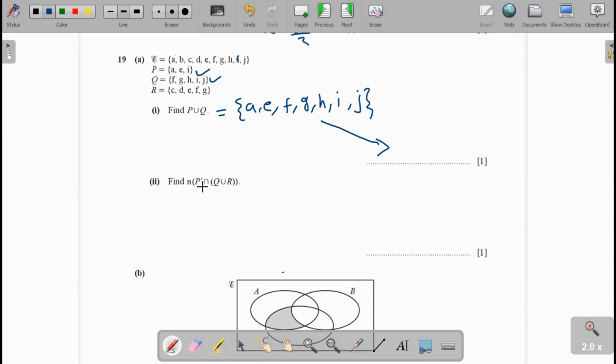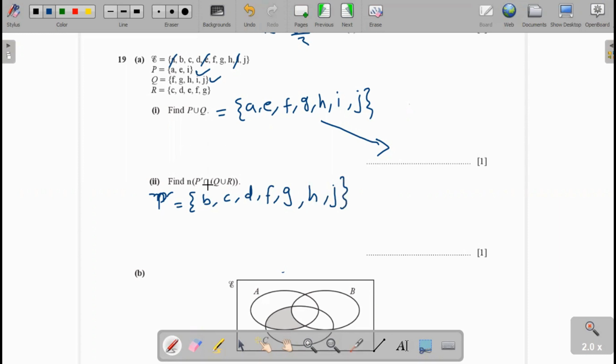Now next is n of P dash intersection Q union R. Firstly, we write P dash. Now for P dash, we write the elements of the set A B C D E F G H I J, but except the members of P. Now we will not write A, E, and I. Now we write only B, C, D, F, G, H, J.